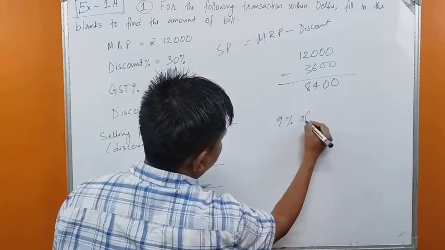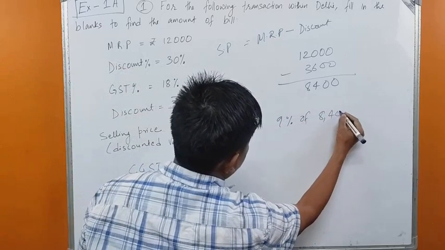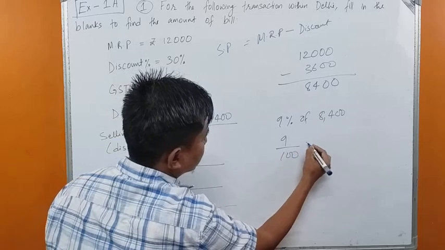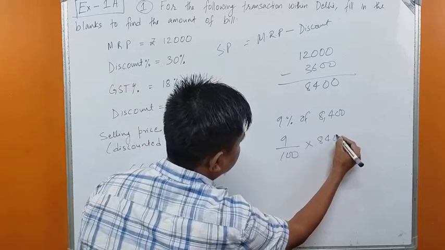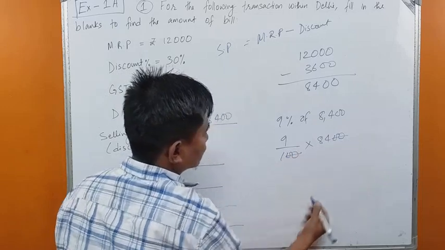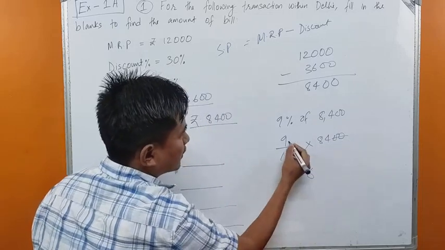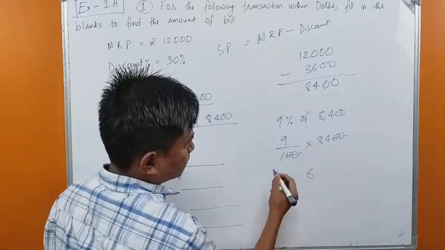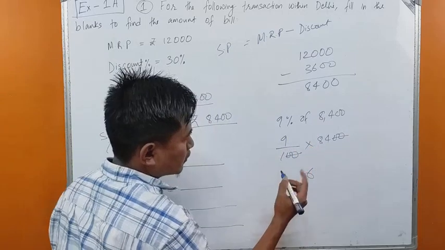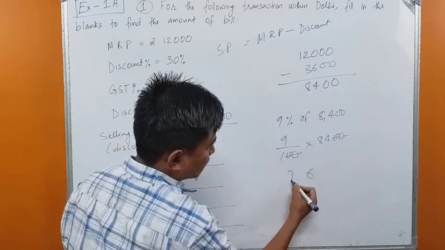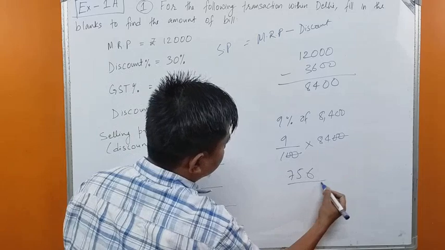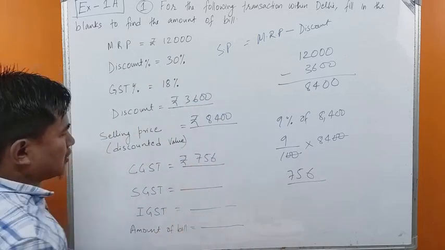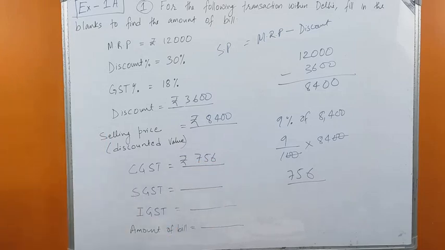9% of 8,400, isn't it? We remove the sign of percentage, introduce two zeros in the denominator, into 8400. So the two zeros cancel out. 9 4s are 36, 9 8s are 72, 72 plus 3 is 75. So 756 rupees. CGST is 756.